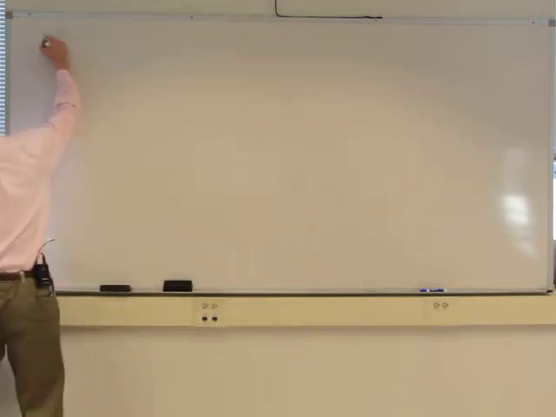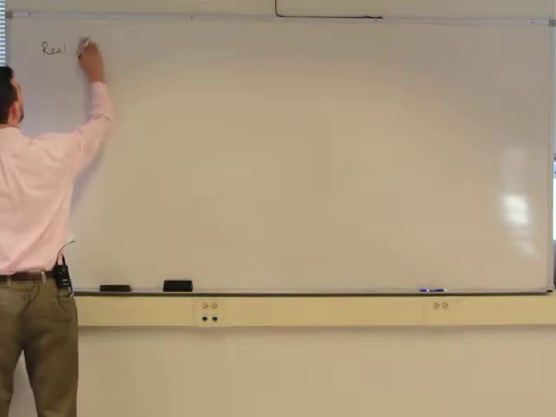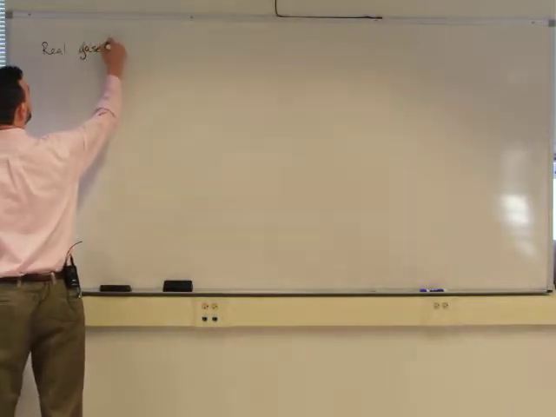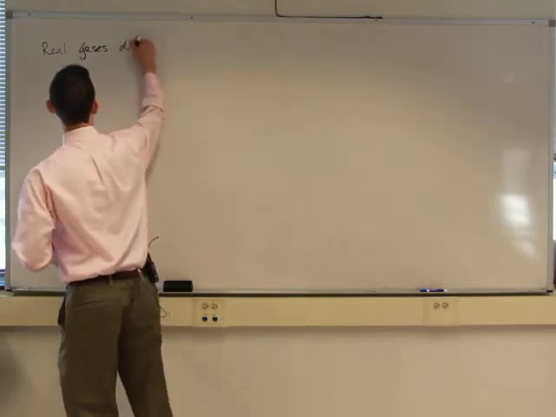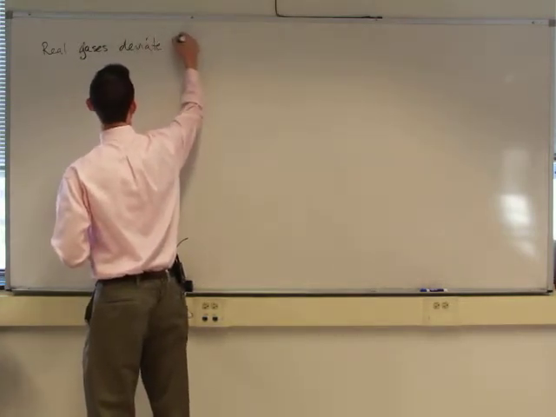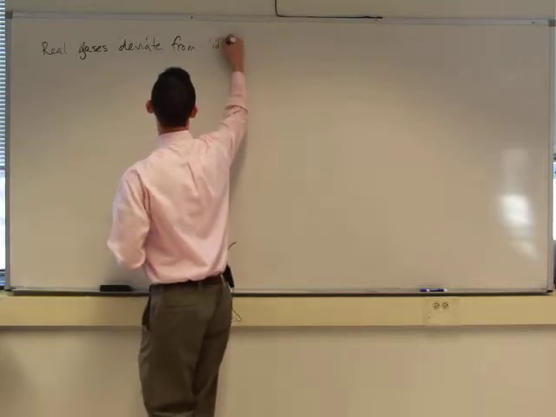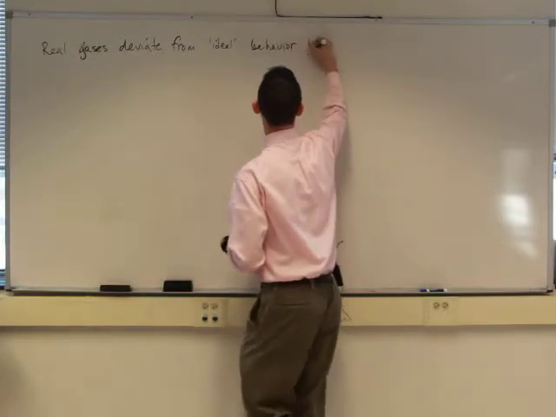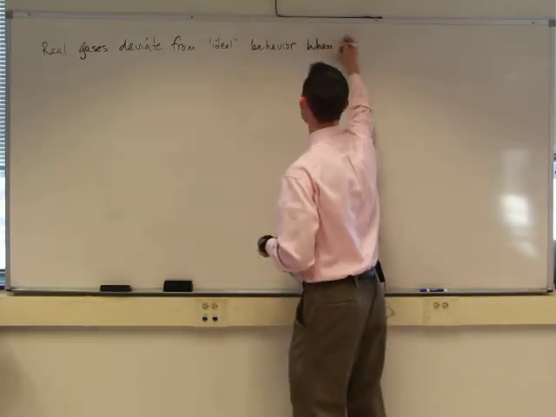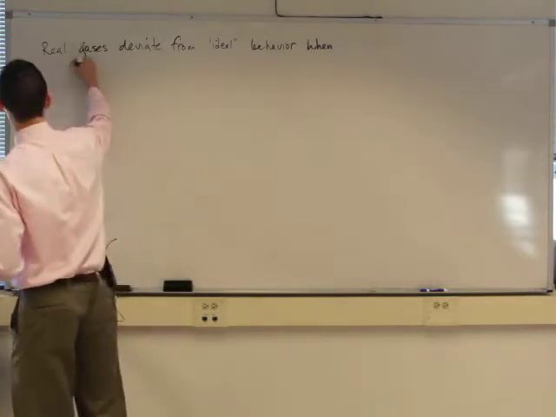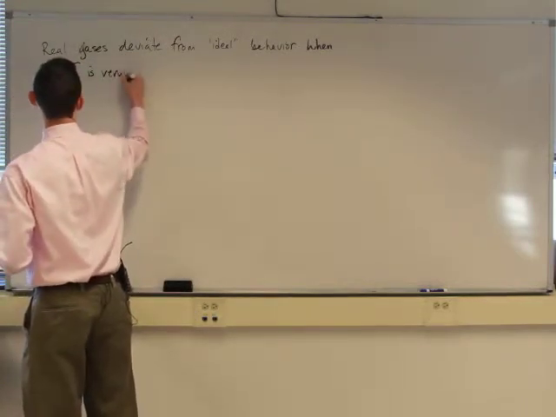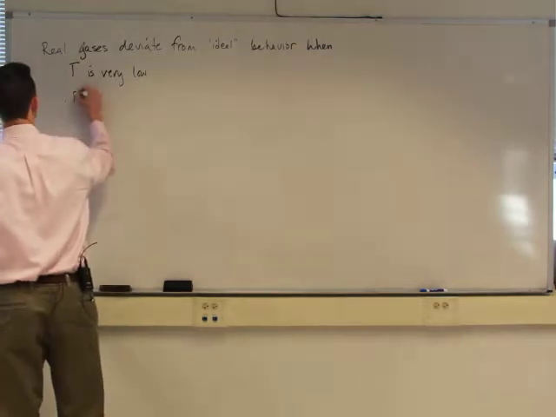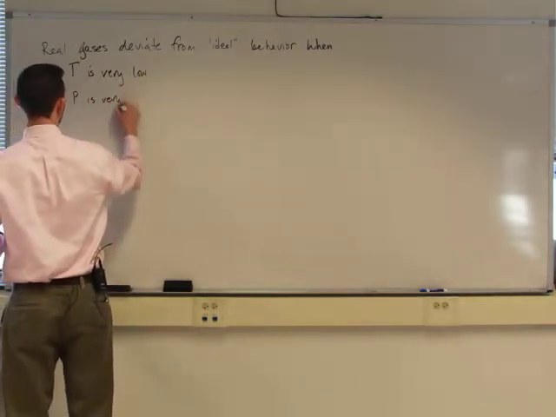So real gases, we've been studying ideal gases in chapter 5, but real gases deviate from the ideal behavior described by the ideal gas law. So real gases deviate from, quote, ideal behavior, under two conditions. These two conditions are when the temperature is very low and/or when the pressure is very high.